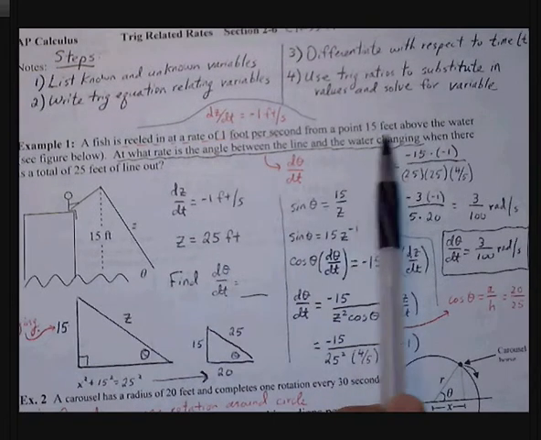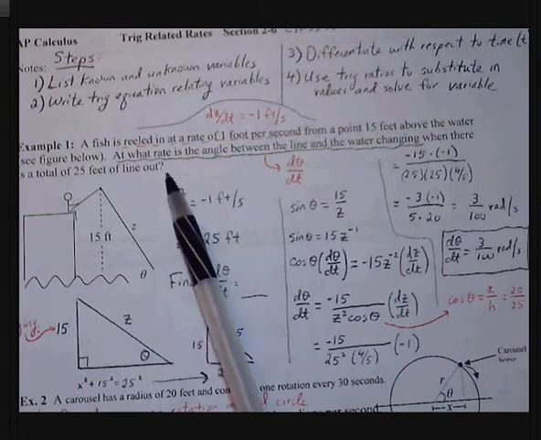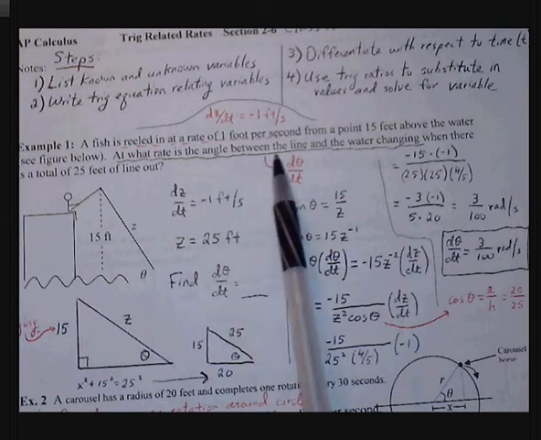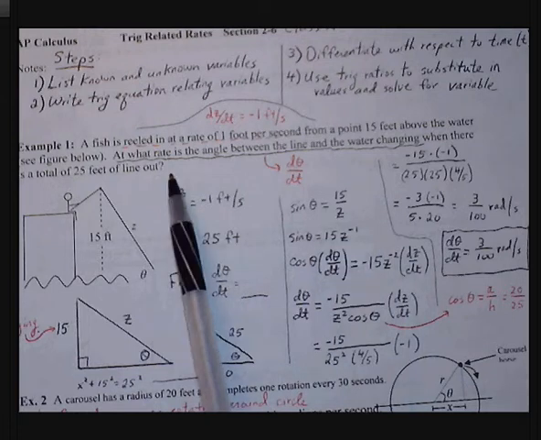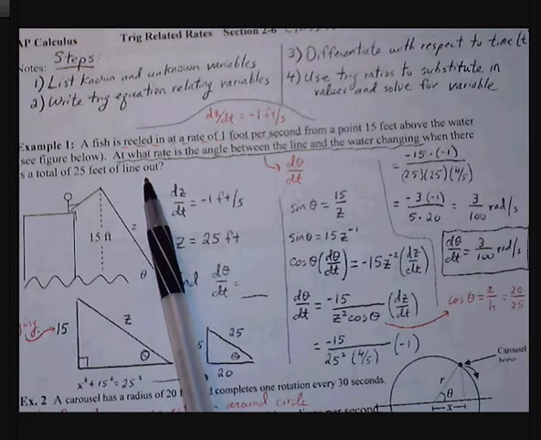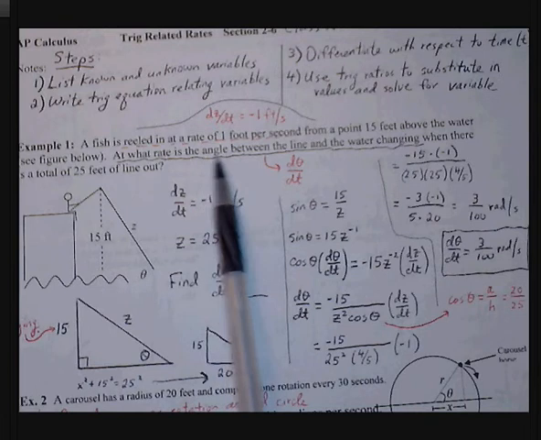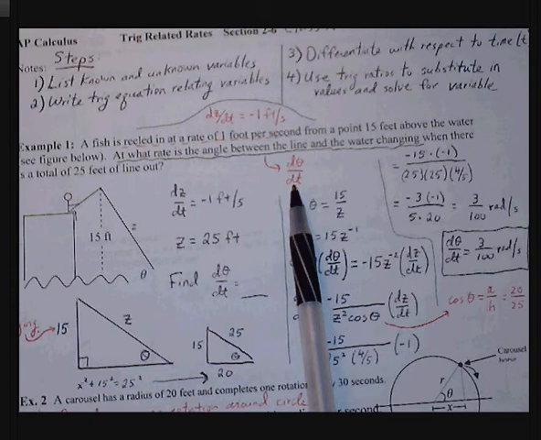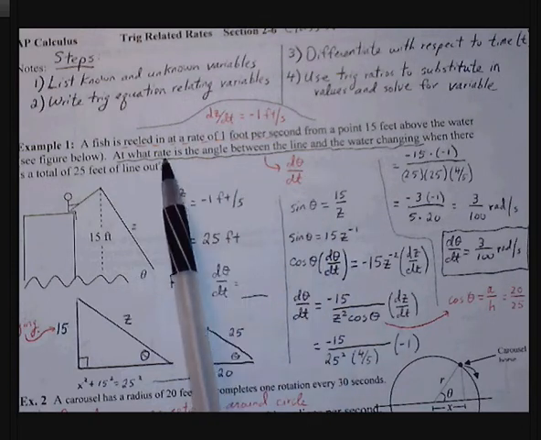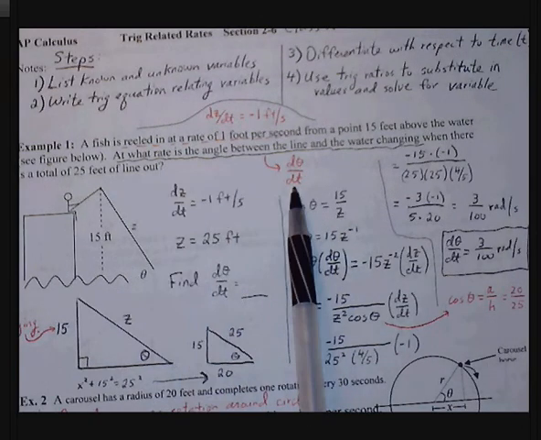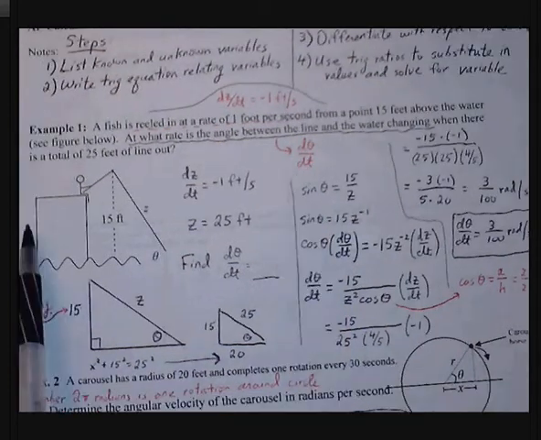From a point 15 feet above the water, at what rate is the angle between the line and the water changing when there's a total of 25 feet of line out? So rate of change for the angle, there's something new that I haven't seen before. This will be d theta over dt, right? Angle is theta, the rate at which the angle is changing will be a d theta over dt. Okay, let's look at the diagram here.